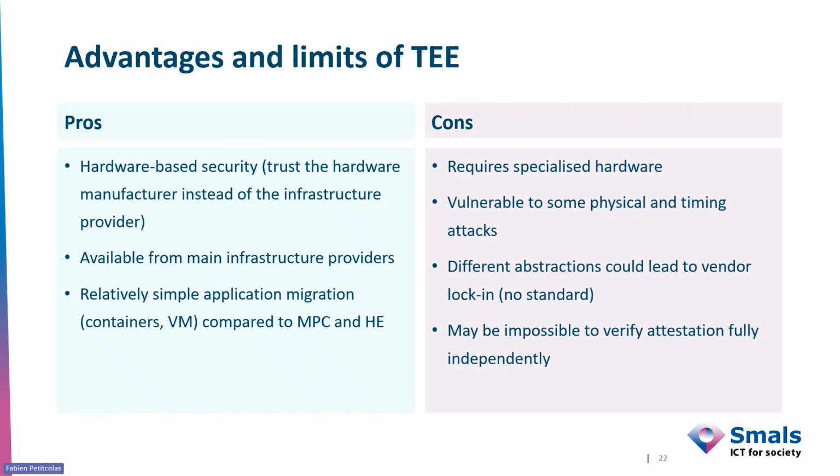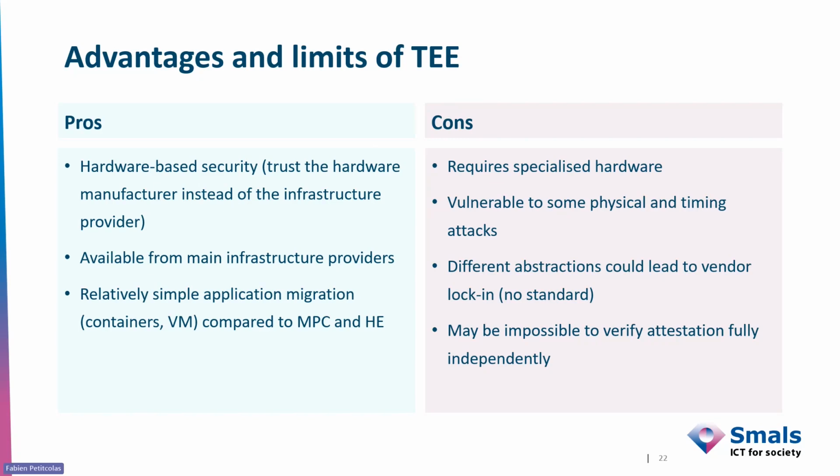So in summary, for the trusted execution environment, we have hardware-based security, which can sometimes be better than software-based, but not always. But at least we do have that additional root of trust, which is really embedded in the microprocessor. And this allows us to trust the hardware manufacturer instead of the infrastructure provider. So as we'll see in practice later, this could allow us to not fully trust, for instance, AWS, but share the trust between AWS and AMD, for instance.